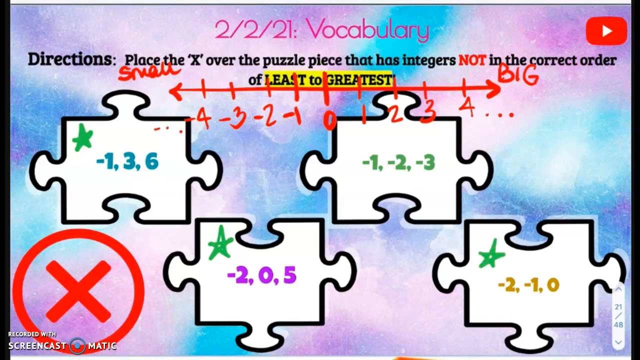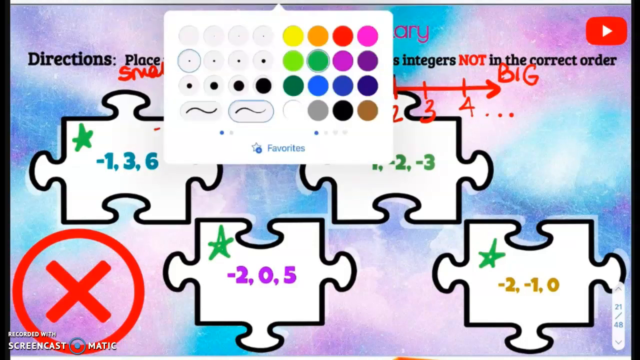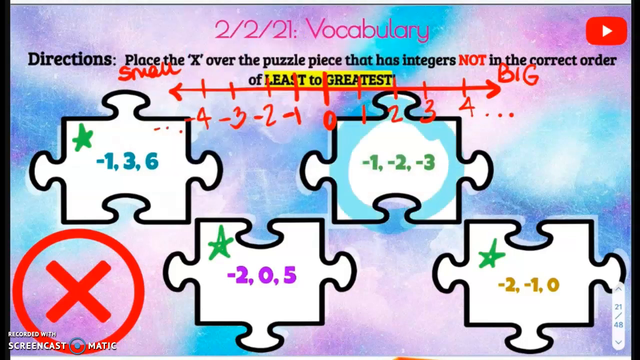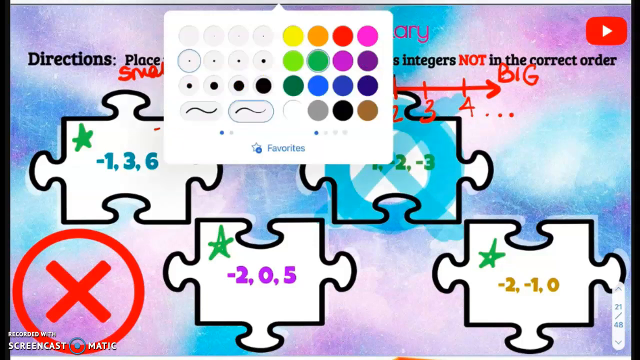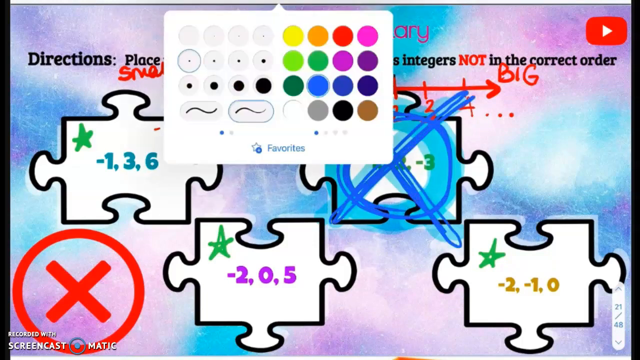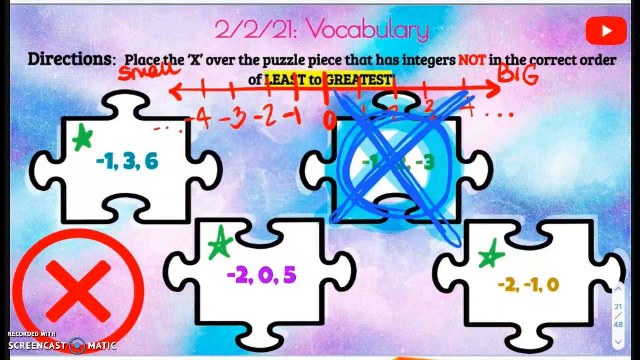Last but not least, -1, -2, going the wrong way, and then -3. We keep going smaller. This one is greatest to least, so that is going to be incorrect. And we're going to put that X through that one because that is not in the correct order. That went from greatest to least instead of least to greatest.